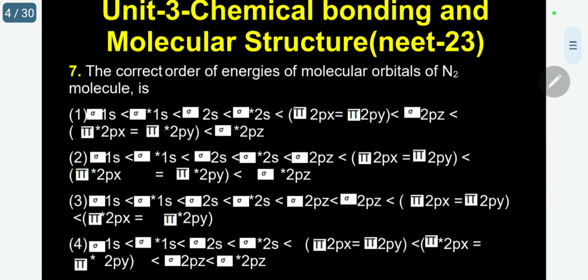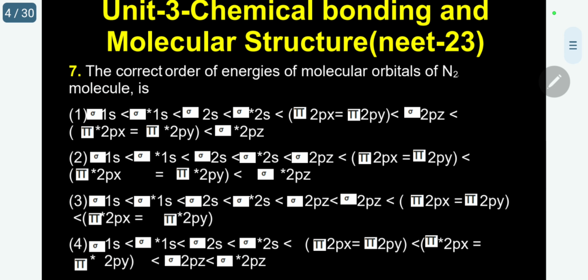Once molecular orbitals are formed, there are 2 types. One is the bonding molecular orbital, another is the anti-bonding molecular orbital. The bonding orbital is lower in energy, the anti-bonding orbital higher in energy. So, electrons present in a bonding molecular orbital will induce bond formation. Electrons present in an anti-bonding molecular orbital will oppose the bond formation. This is the most important.